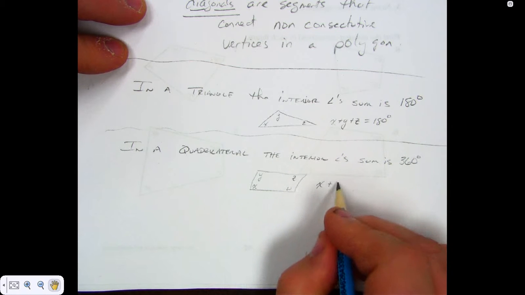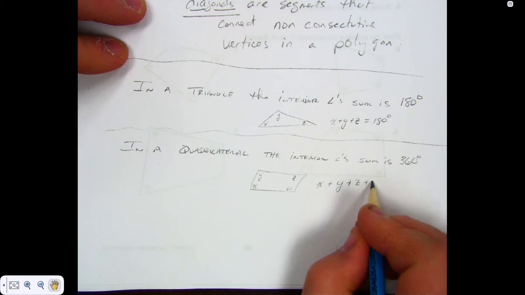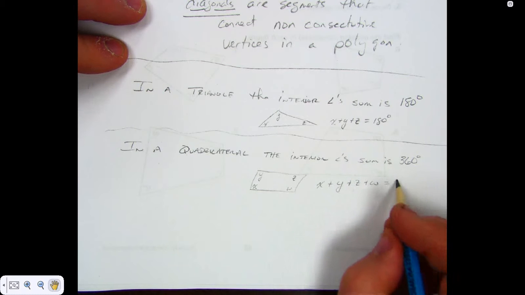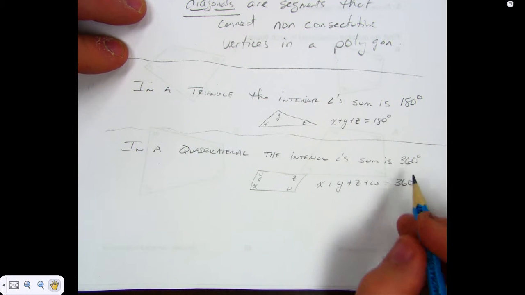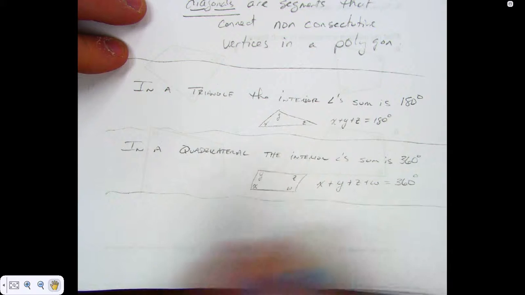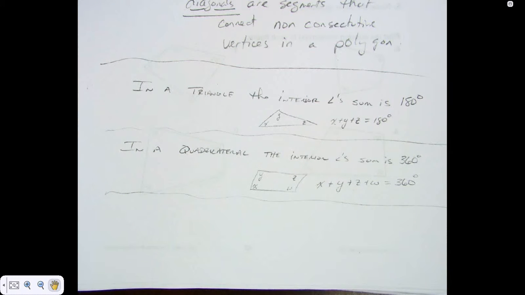So in this picture, x plus y plus z plus w would equal what? Three-sided figures, the interior angles add to 180. Four-sided, they add to 360.